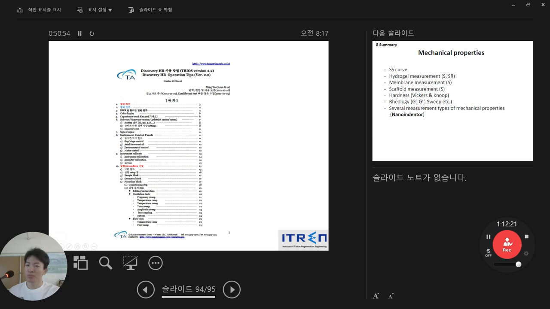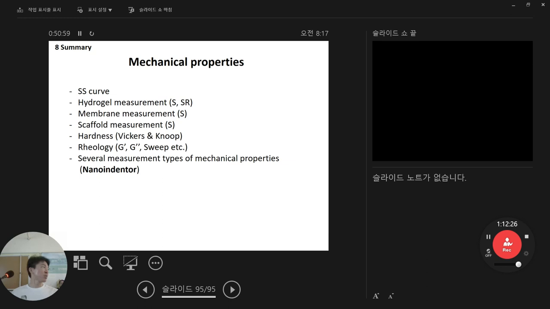So over the last 3 weeks, including this week, we studied the strain stress curve using normal conditions, compression or shear or tensile mode, right? And now you know hydrogel measurement, stiffness and stress relaxation using compression mode. You already know. And membrane, also stiffness, stress, you can determine. Scaffold, also you know how to measure. And this is all the bulk property of the material.